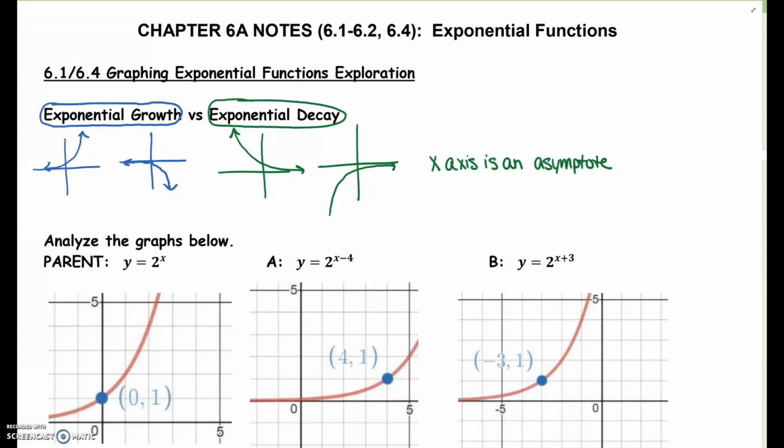An asymptote is a line that the graph is going to get closer and closer and closer to, but it won't ever actually touch the line and it won't ever cross the line. So if my graphs look like they touch the asymptote, if you were to zoom in and zoom in and zoom in, it would show that line getting closer and closer, but never actually touching it and never crossing it.